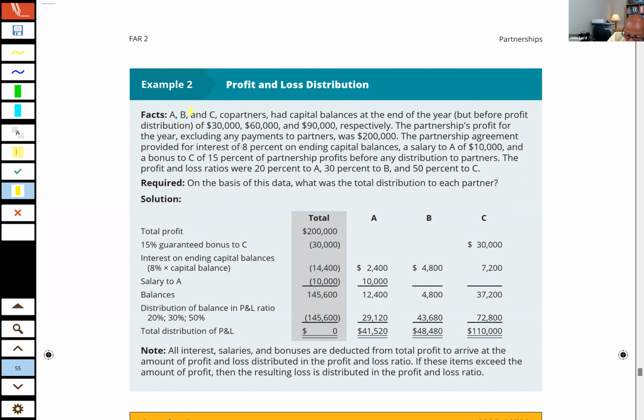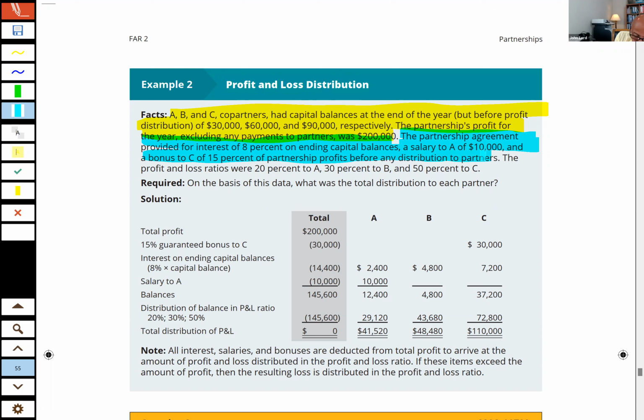A, B, and C have capital accounts at the end of the year, before any profit or loss distributions, of 30, 60, and 90 respectively. The partnership profit for the year, excluding any payments to partners, was 200,000. Okay, so we've got 200,000. How are we going to distribute that? The partnership agreement provides for interest of 8% on ending capital balances, a salary to A of 10,000, and a bonus to C of 15% of partnership profits before any distribution to partners.